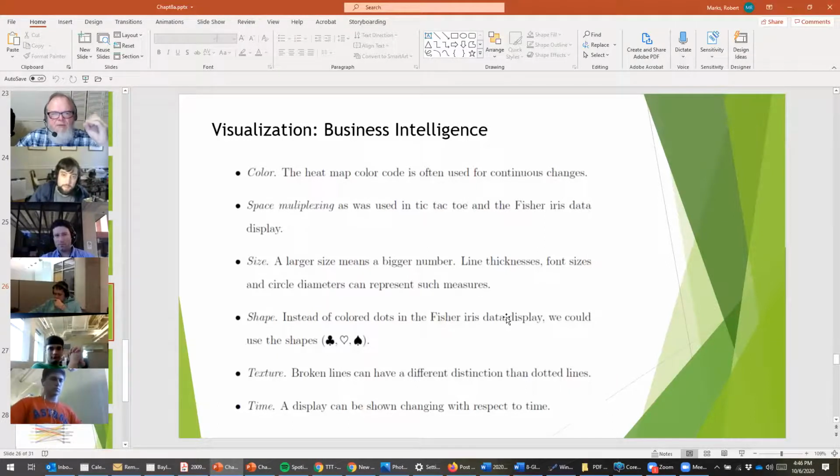And here are some of the different dimensions you can use. You can use color, you can use space multiplexing, as we used in tic-tac-toe. We can use size. The larger the size means a bigger number, line thickness, shape, texture, and time. Now, this doesn't mean anything until I give you some examples.